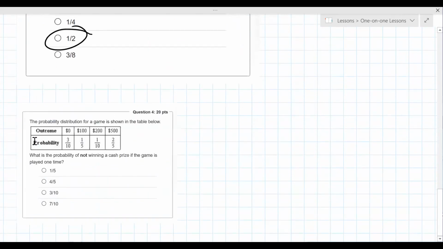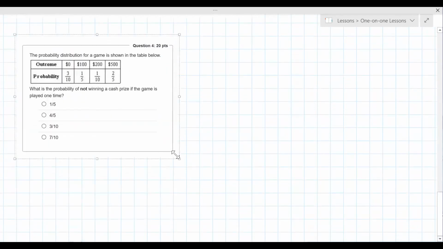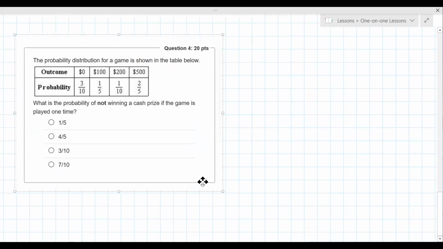All right, next question says the probability distribution for a game is shown in the table below. What is the probability of not winning a cash prize if the game is played one time? Okay, so I don't like when the word "not" is in there, so let's read it without the word "not." What is the probability of winning a cash prize?